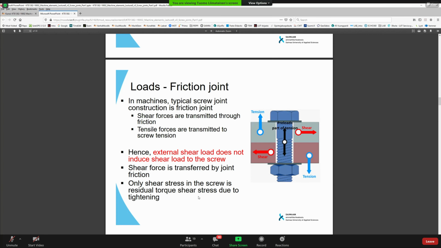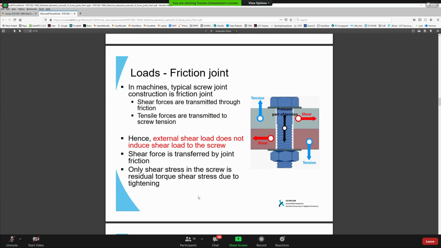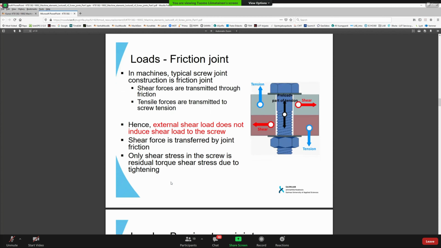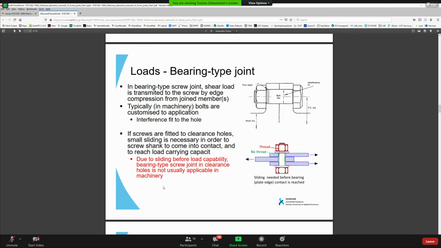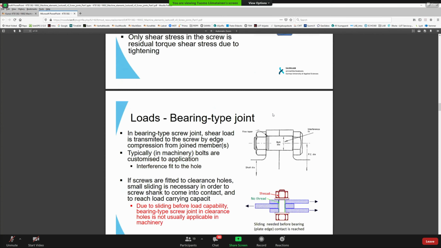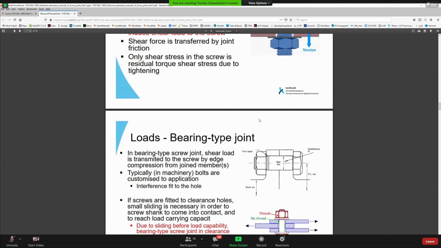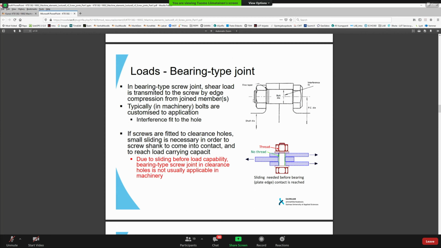This is one type of joint that we can utilize. Another type is the so-called bearing type joint. The bearing type joint is a type of screw joint where the load is transferred to the screw. Unlike here, where our bolt doesn't see any shear force, in this bearing type joint, the bolt is the one that is carrying the shear force between the components, with shear stress in the bolt.